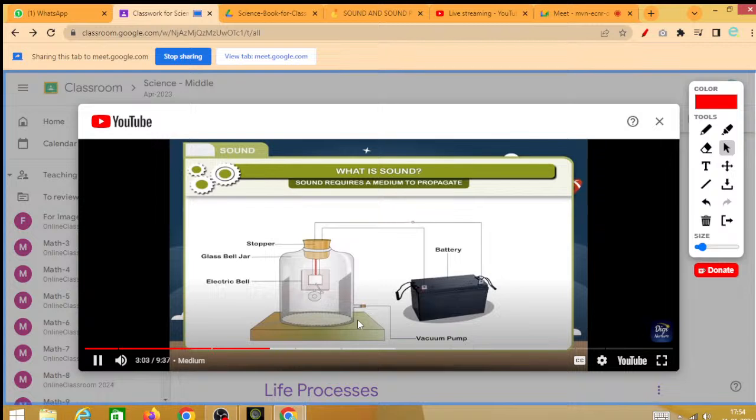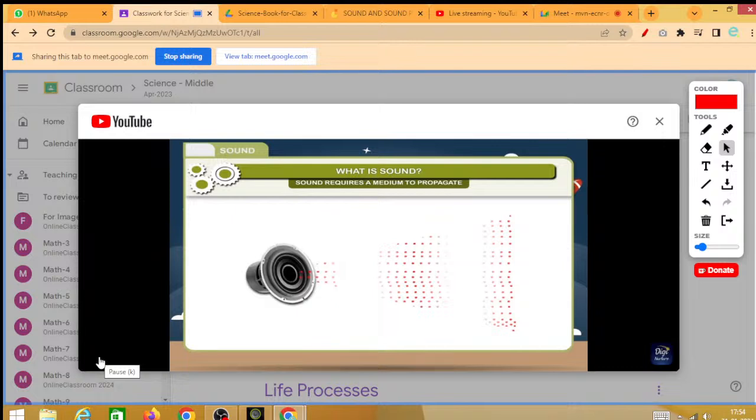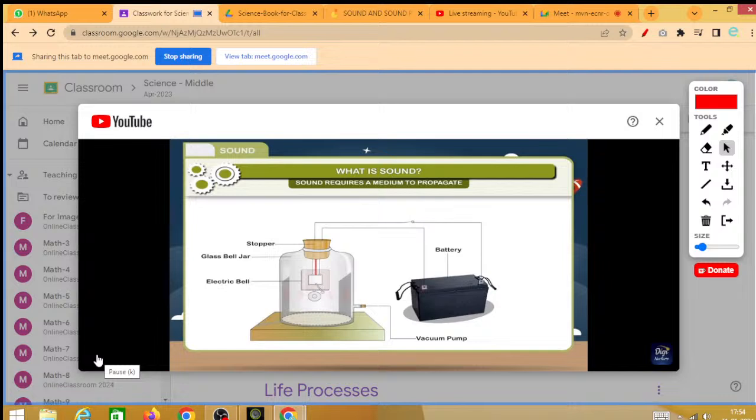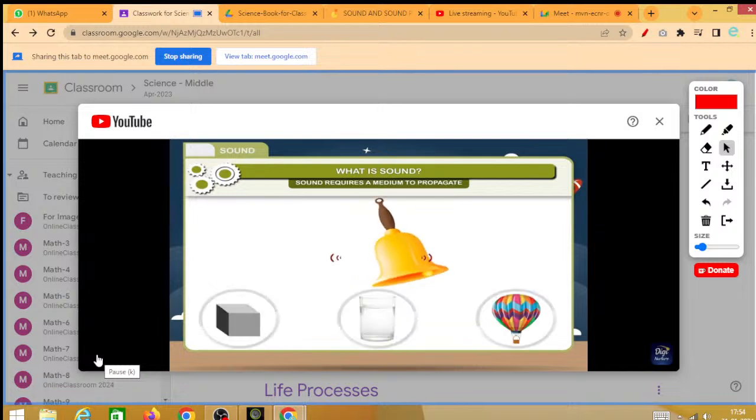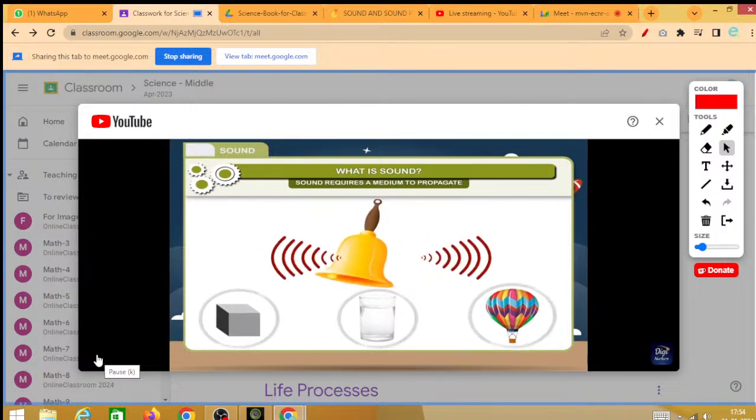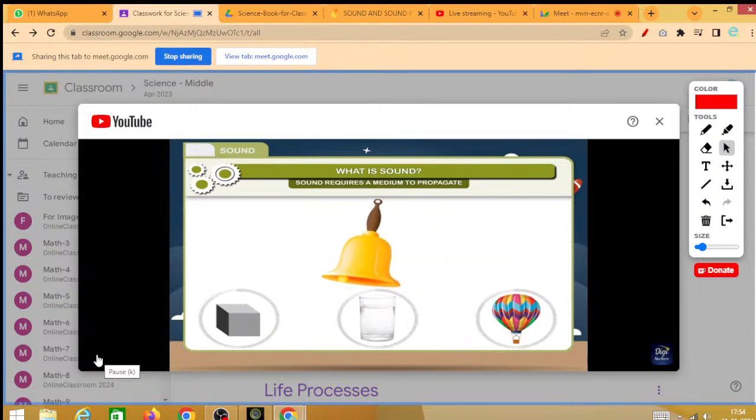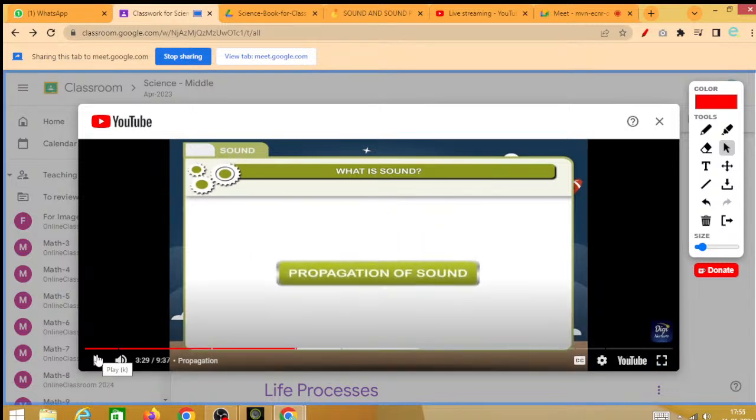Hence, we can conclude that the air particles were acting as a medium and they were helping the movement of sound energy. When vacuum was created, the sound could not travel from inside the jar to outside. Hence, we can say that some kind of medium, solid, liquid or gas, is necessary for the propagation of sound. What do we mean by propagation of sound? Movement of sound. Passing of sound from one point to another point.